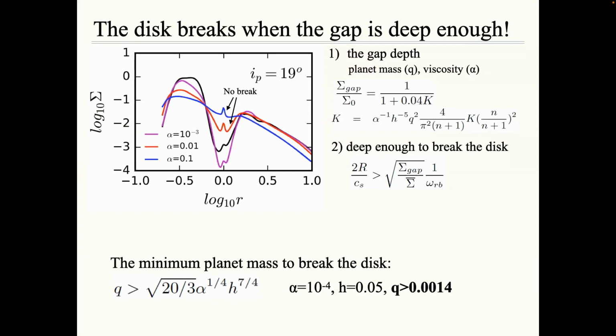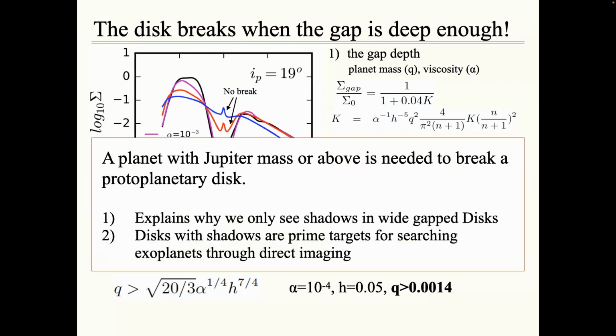formula. So for typical protoplanetary disk conditions, that means the companion to central star mass needs to be larger than 1,000th. So Jupiter mass is 1,000th of star mass. This tells us that in order to break the disk, as we've seen in these previous observations, we need a planet relatively massive, like Jupiter mass.